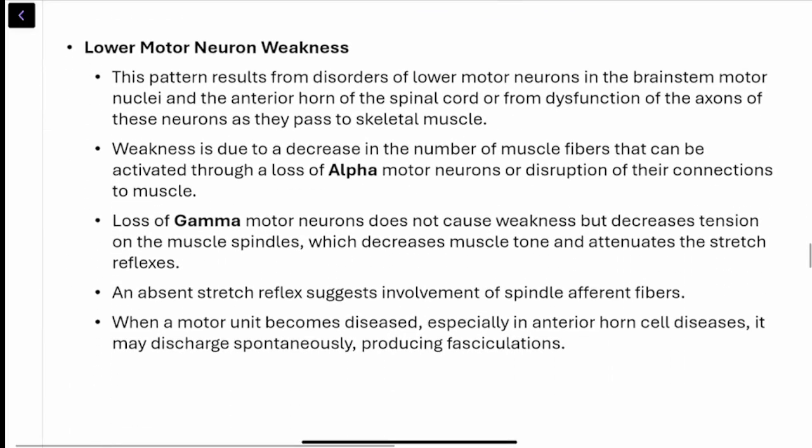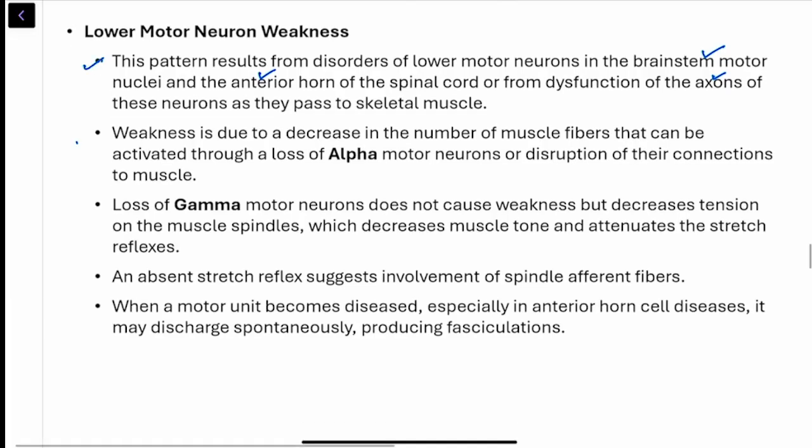Whereas in LMN weakness, different structures can be involved: anterior horn cells, axons, right? Brainstem motor nuclei can be involved. Either motor nuclei, or anterior horn cells, or the axons of these neurons, or you can say the peripheral nerves. If these structures are involved, lower motor neuron weakness will occur. Weakness is due to a decrease in the number of muscle fibers that can be activated, right? So we have discussed these two points.